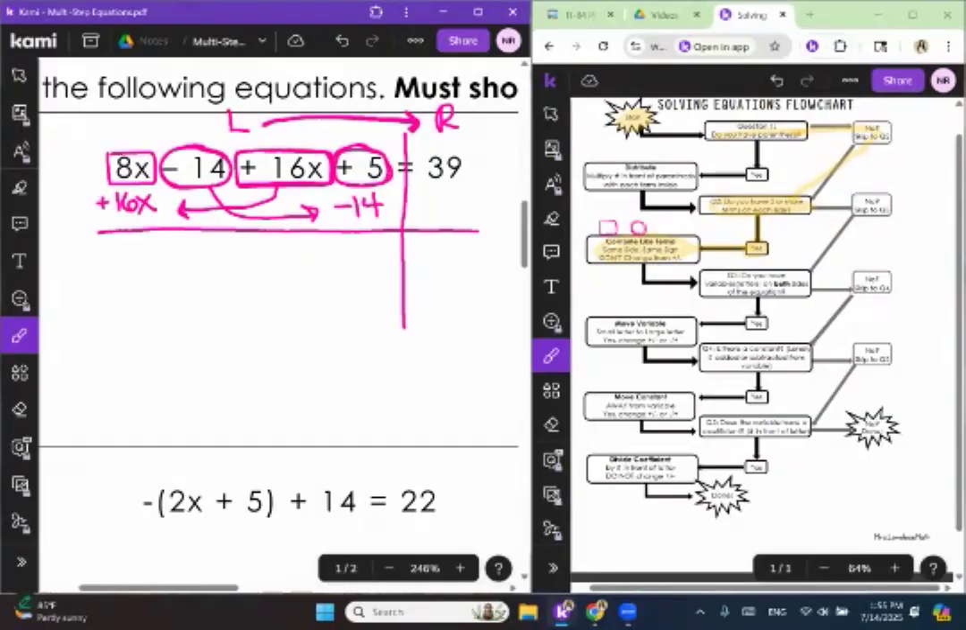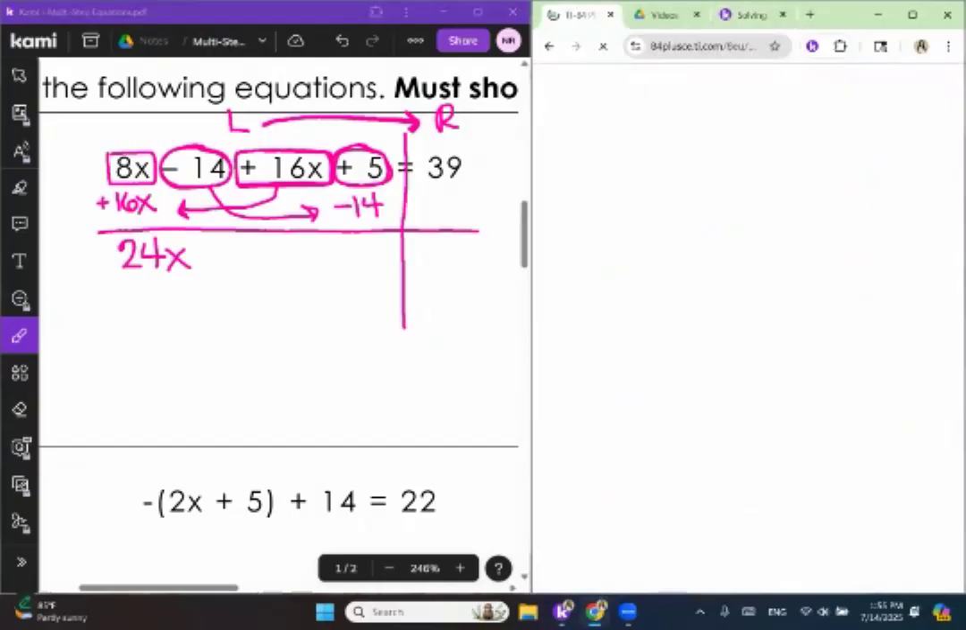So now we complete the step, clean it up. 8x plus 16x gives us 24x. 5 minus 14 gives us negative 9.